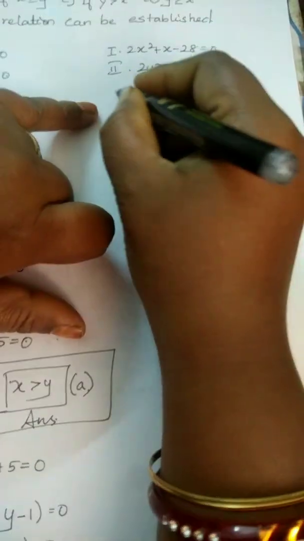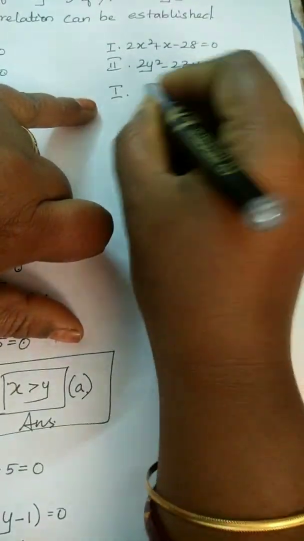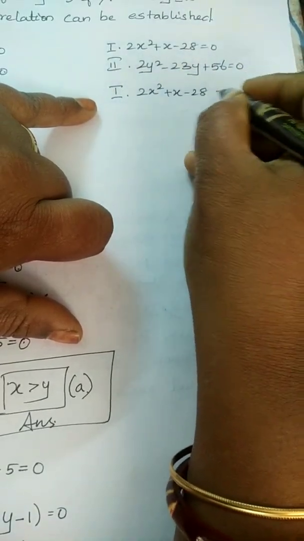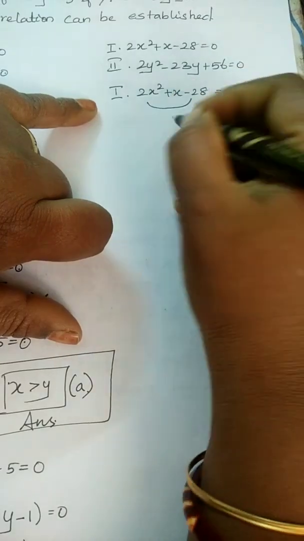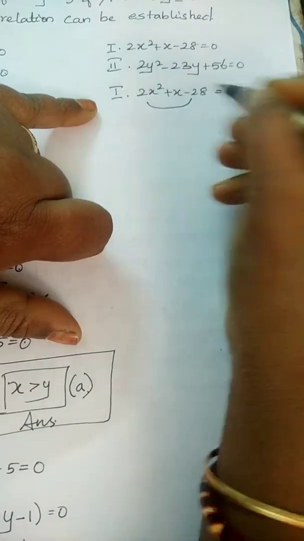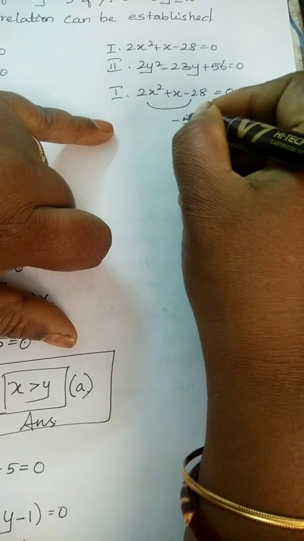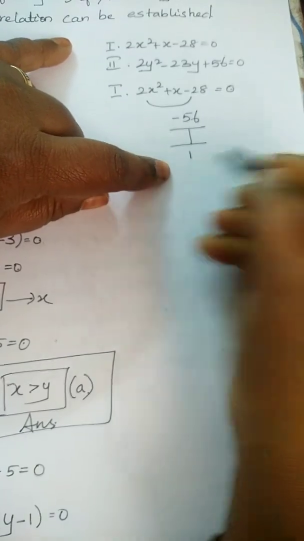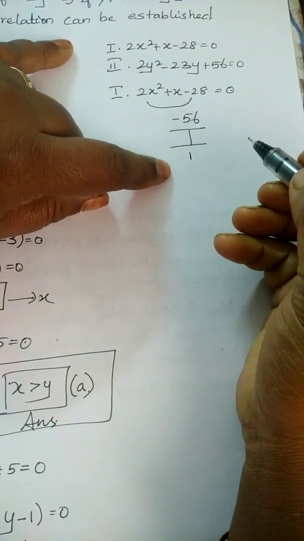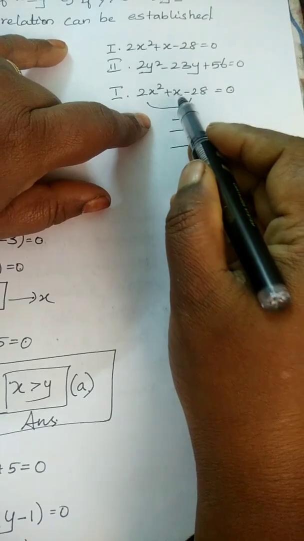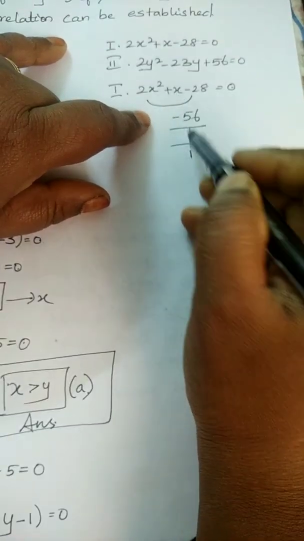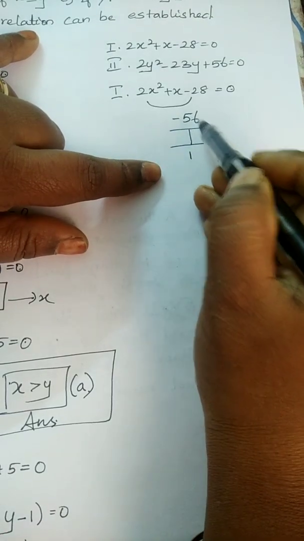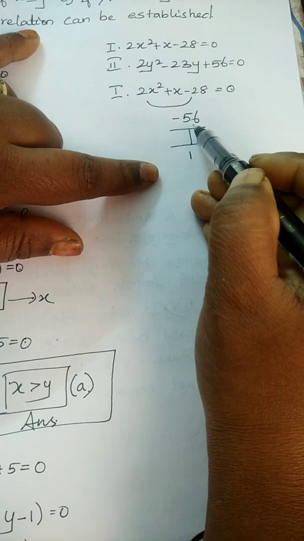Now take the first equation and solve it: 2x square plus x minus 28 equals 0. Multiply this one, minus 28 into 2, so minus 56. We have to separate the middle term into two numbers now. Here it's 1, there is no number, so let us consider this as 1. So I have written 1 here. What makes minus 56?